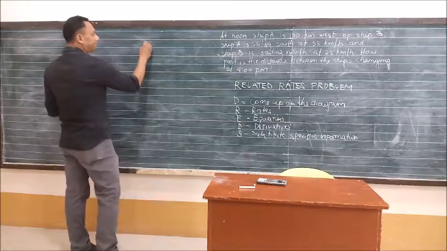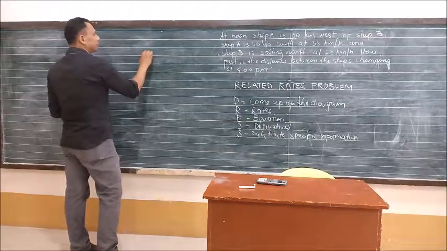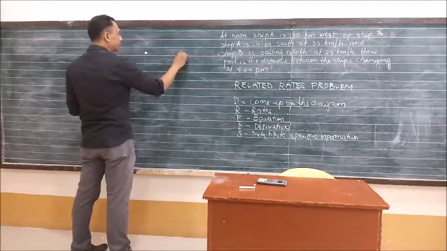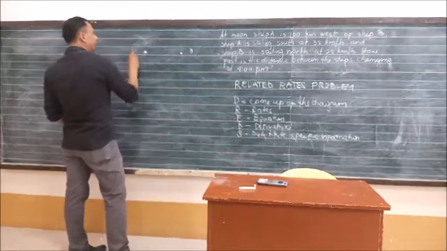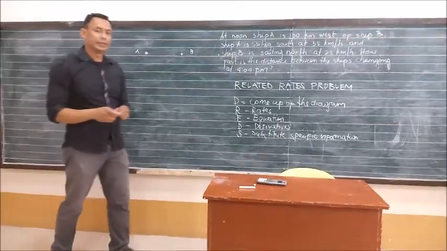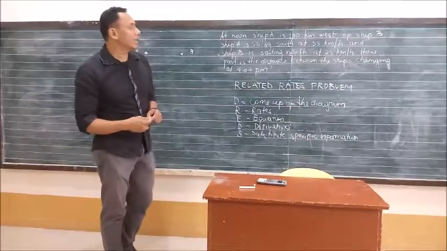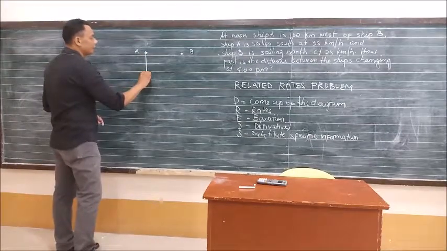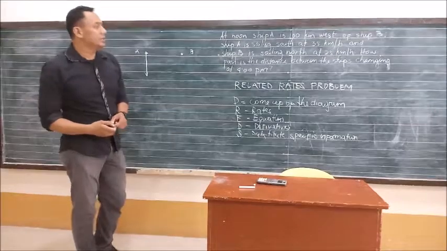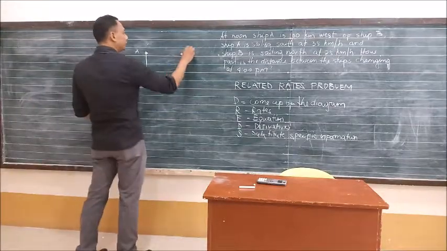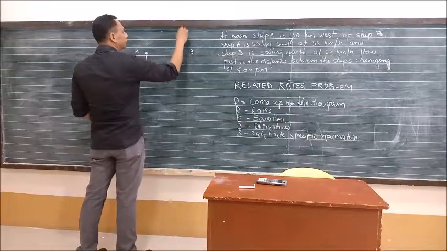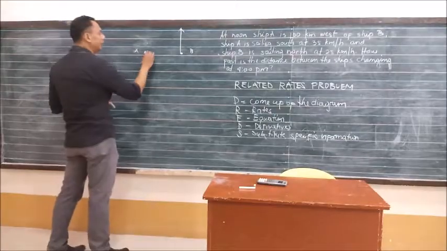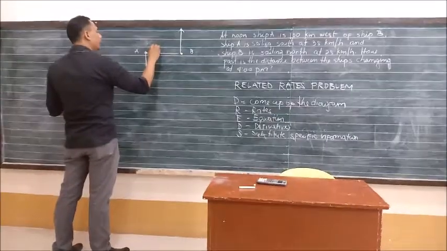So this is ship A, that is 100 km west from ship B. So this is the B, and this is the A. And it says that ship A is sailing south at 35 km an hour, so it's going south. And ship B is sailing north at 25 km an hour. This is going north. And the distance between these two ships is 100 kilometers. So this is 100.